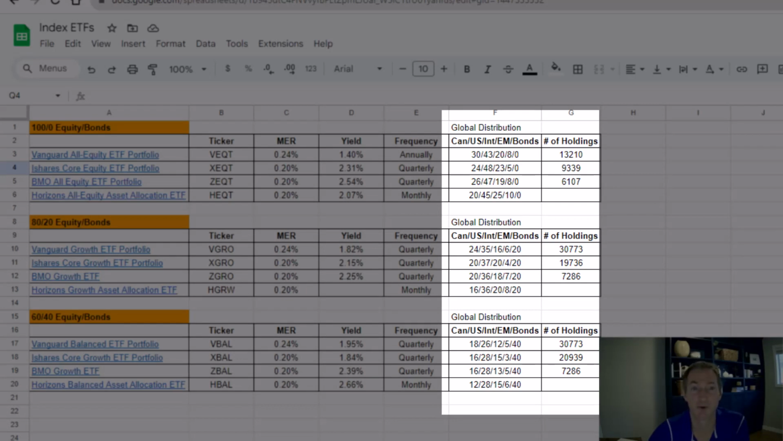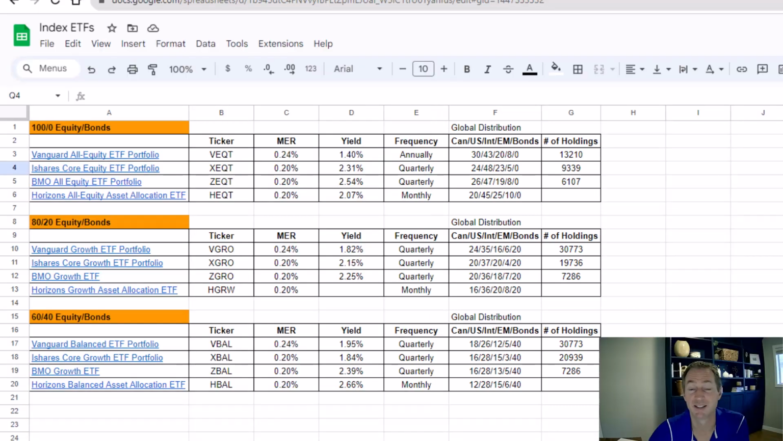So if you wanted a higher portion in Canada, then maybe the VEQT is right for you. If you wanted a higher portion in the US, then looking at it, XEQT is right for you, and so on, right? I mean, you could throw a dart at one of these, and whatever it hits is the one you select, and you wouldn't be wrong. These are all great products. You can see how many companies you're actually holding, between 6,000 and 30,000 different holdings in these. These are fantastic products at a low price, and it makes things very simple for you.